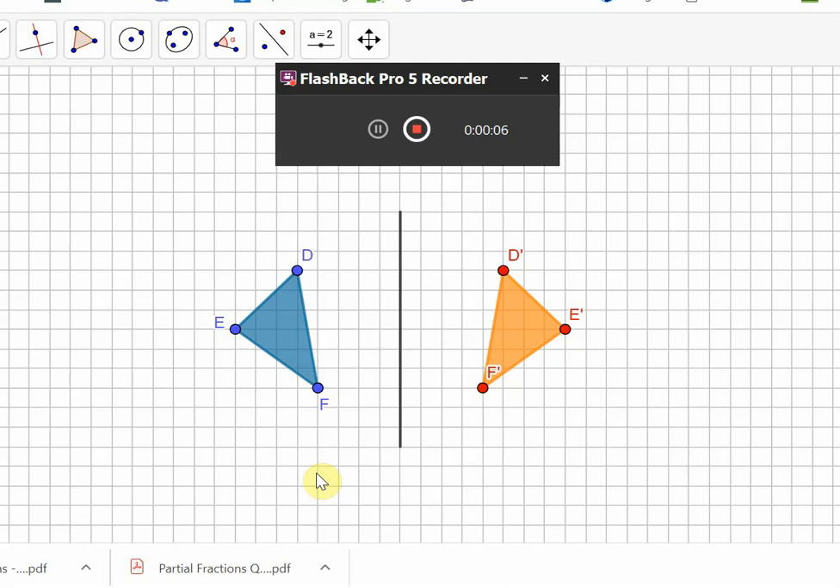Now, reflections is one of the 4 transformations, and this is probably the easiest one. So what we're going to look at is how we can reflect an object in a vertical, a horizontal, and a slanted mirror line, and how we get this new shape, this image. You can see here the labels, so D, E, and F. We've got D dash, E dash, F dash.